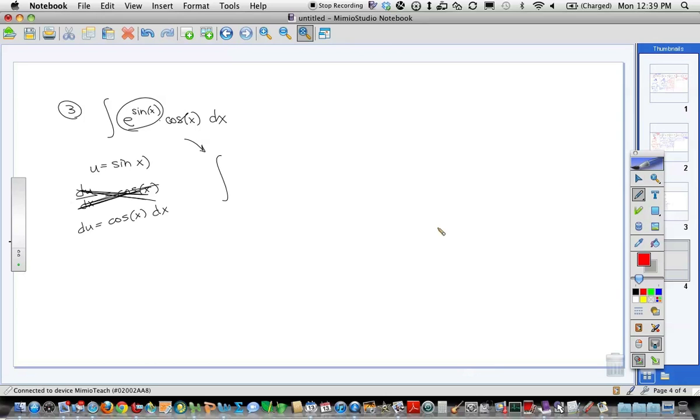Now, the e is actually going to stay there, right? I'm not going to take the e out of there. The e is going to stay in the game. But what's going to come in place of sine x? u is equal to sine x.